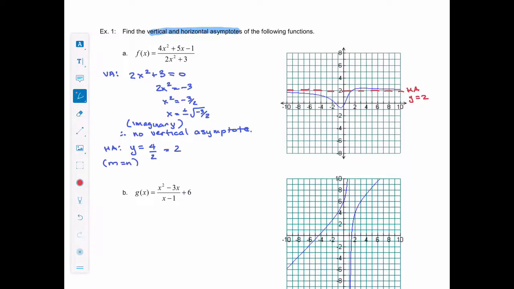So the last thing we have to do is find, what else do we have to do? That's all we have to do really. We just have to find the horizontal and vertical asymptotes. So we're done.